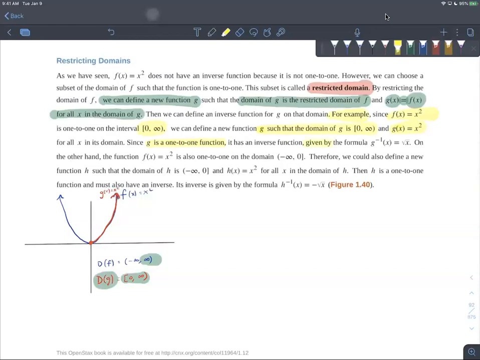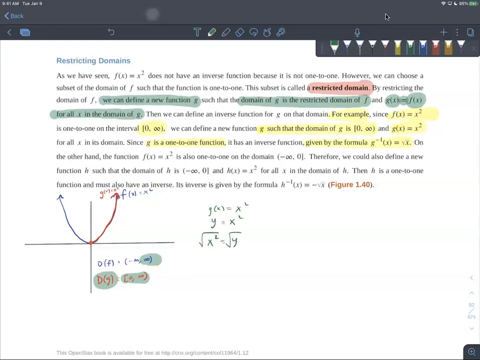And what is the inverse function going to be? Well, I think we solved it earlier, but just in case we didn't. So g of x is equal to x squared. So we say y equals x squared, and then let me write this as x squared equals y. We take the square root of both sides.